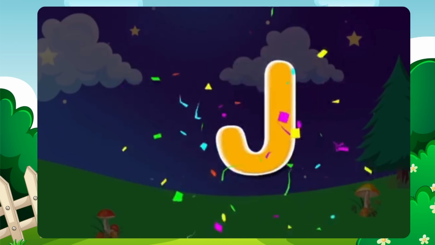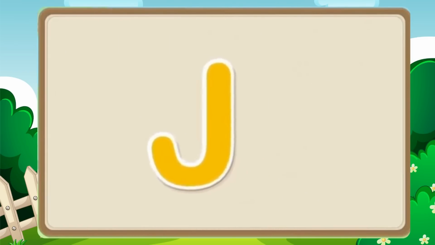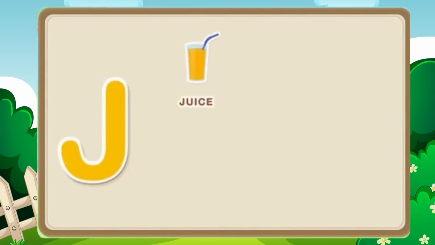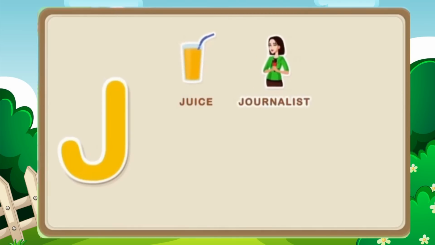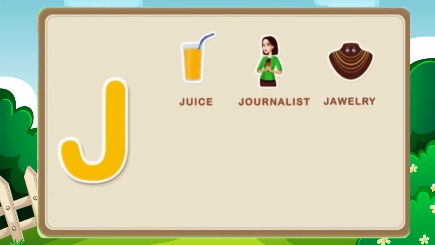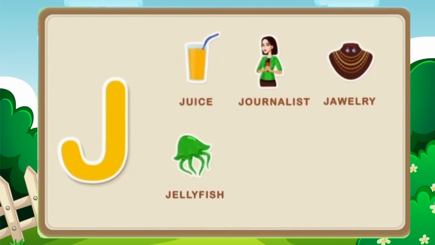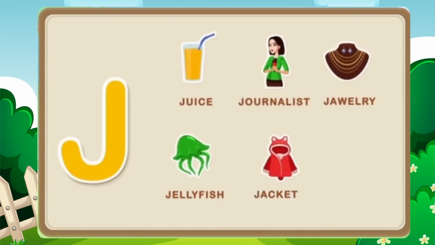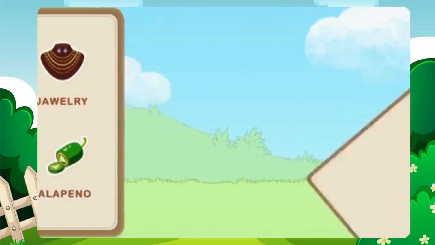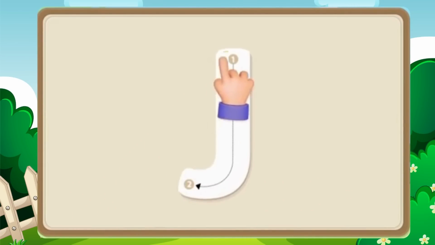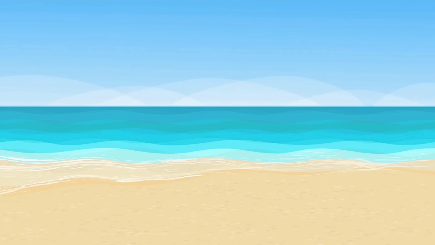J. J is for juice, journalist, jewelry, jellyfish, jacket, jalapeno. Now, let's learn how to trace the letter. Perfect.